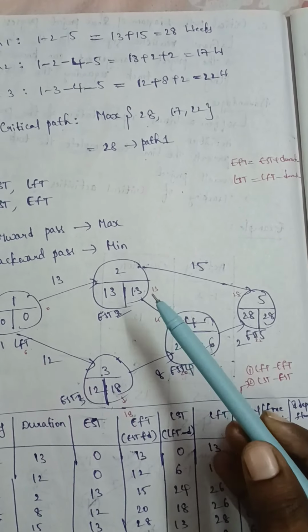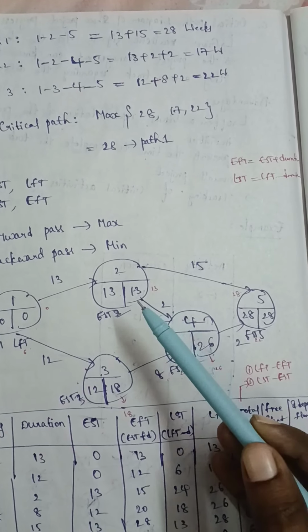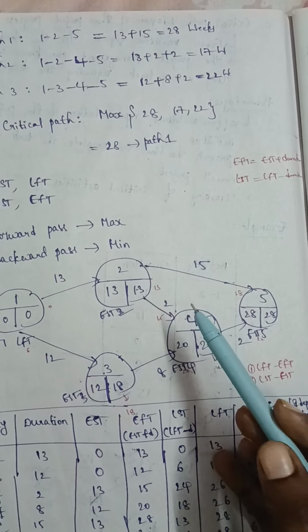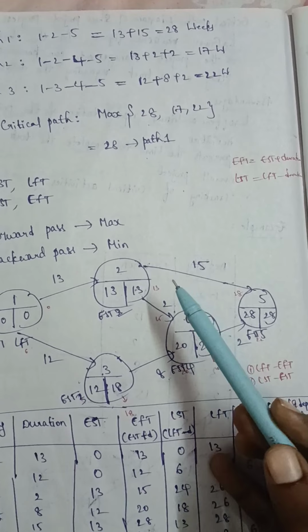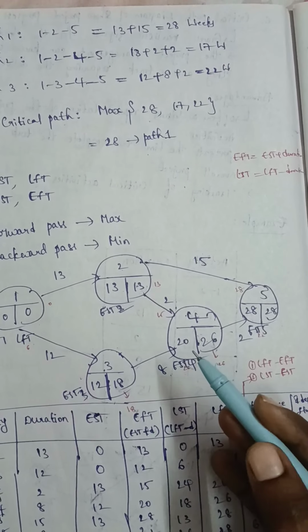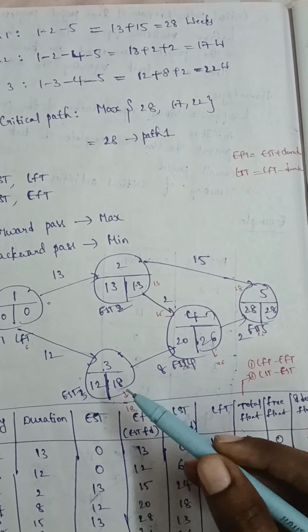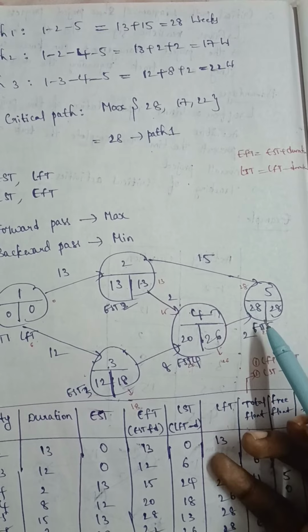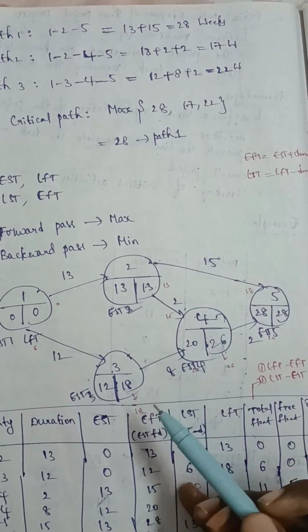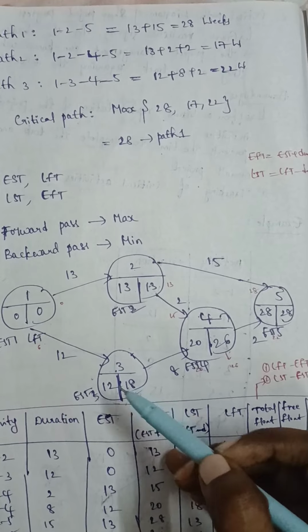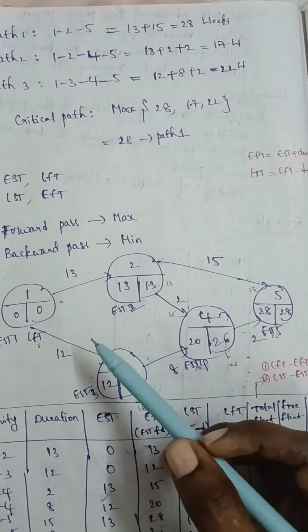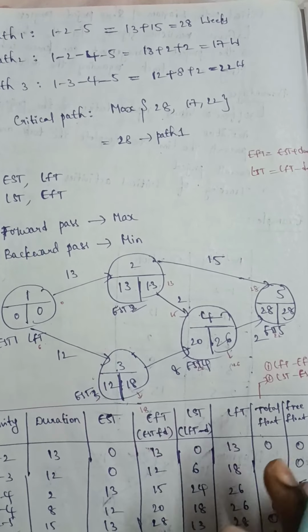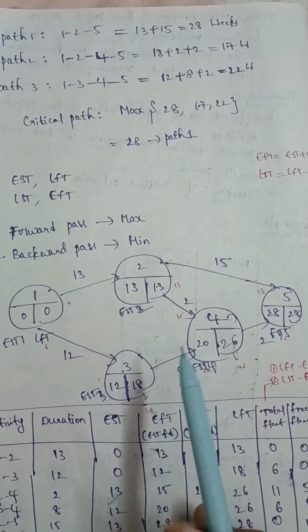Now we have to move backward. So 28 minus 15 is 13. 28 minus 2 is 26, and then 26 minus 2 is 24, and 26 minus 8 is 18. So we take the 18 here, and here 28 minus 15 is 13. Next, 18 minus 12 is 6, but 13 minus 13 we get 0, so we put the 0. This is how we find the EST and LFT first.